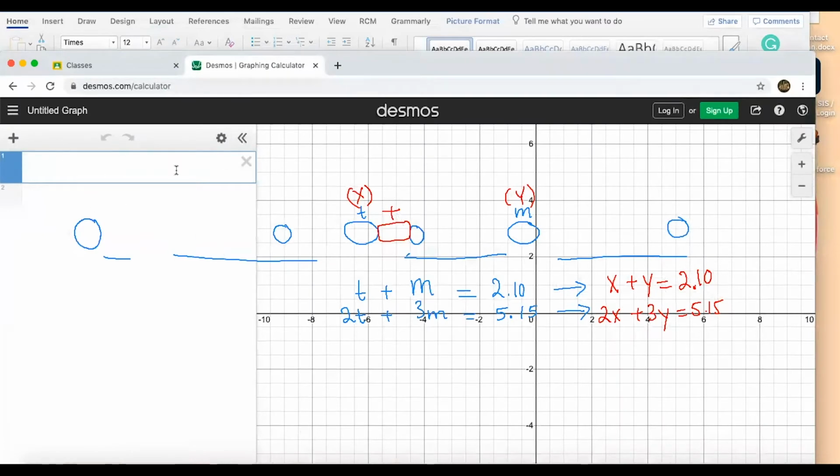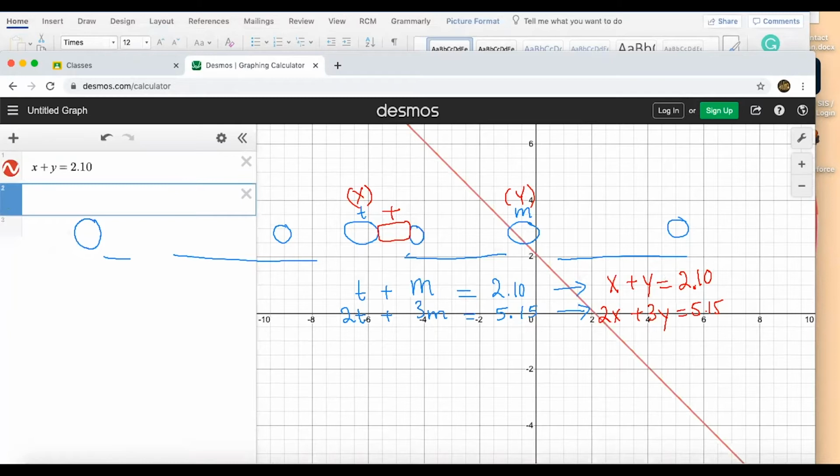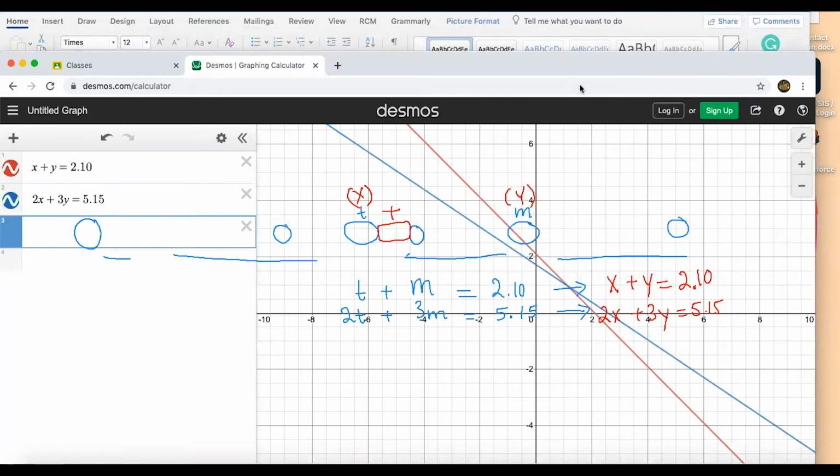Okay. All right. My screen is a little bit messy, but it's okay. So we have x plus y equal to 2.10. Boom. That's the first one. And then we're going to go to the second one, 2x plus 3y equal 5.15. I'm going to clear the screen right here so everybody can see better.